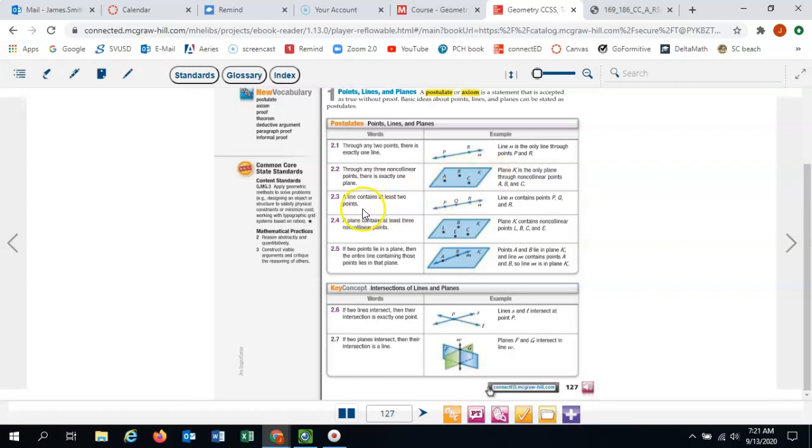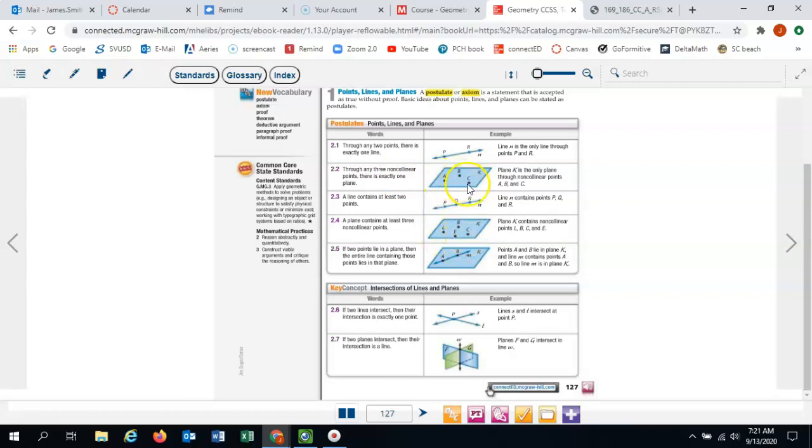A line contains at least 2 points. So if I ever have a line drawn, I know that there are at least 2 points on that line, right? At least 2. So you can never have a line with only 1 point on it. A plane consists of at least 3 non-collinear points. And that's kind of the opposite of what the last one said. That one said if I have 3 non-collinear points, there has to be a plane. This one says if you have a plane, there's got to be at least 3 non-collinear points on it.